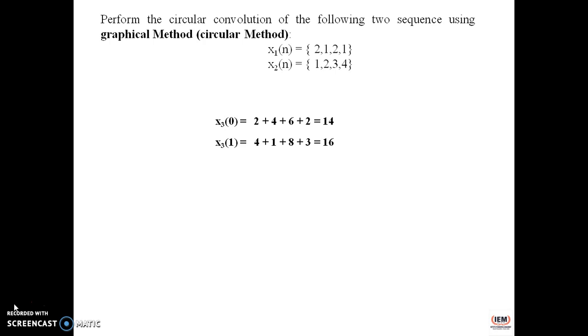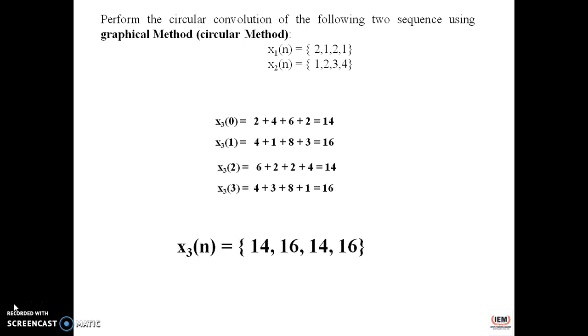So finally, doing the circular convolution using graphical method we get x3n as result, that is 14, 16, 14, 16.